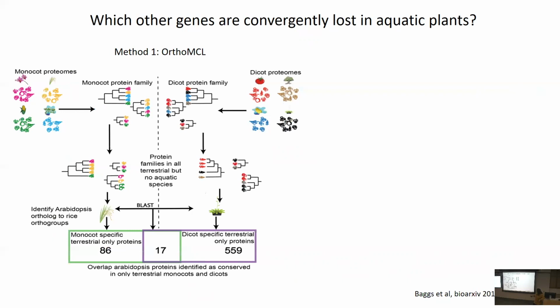We then wrote custom scripts to ask, what are the protein families present in all terrestrial species and lost in all aquatic? And for the sake of computational resources, we did it separately for monocots and dicots, and then identified orthologous genes against each other. And these are the results. If we just look at the dicots, there's quite a number of genes that have been lost. If we look at the monocots, there's another clade, but the overlap, the convergent loss, is actually quite small. It was surprising to us.